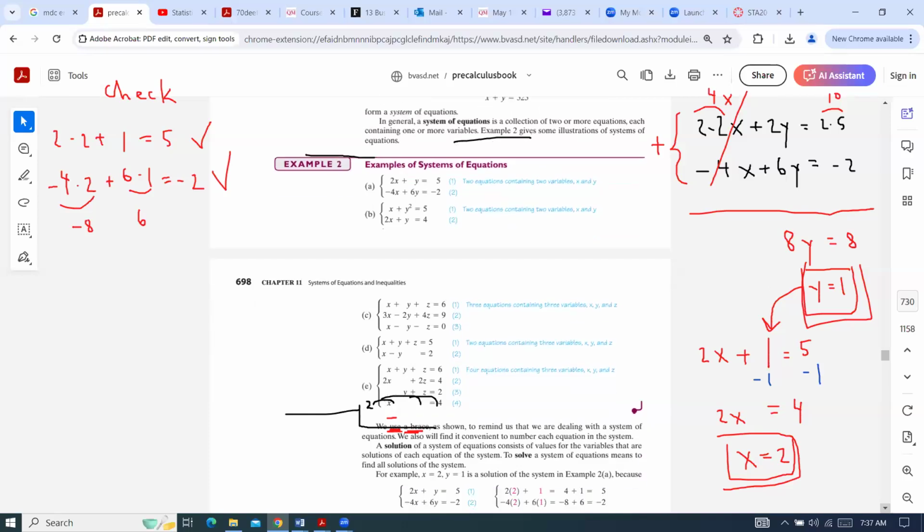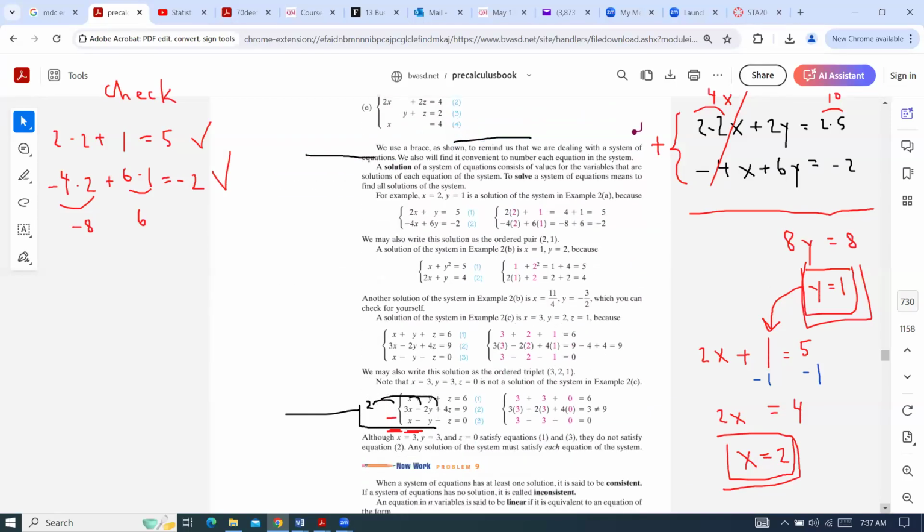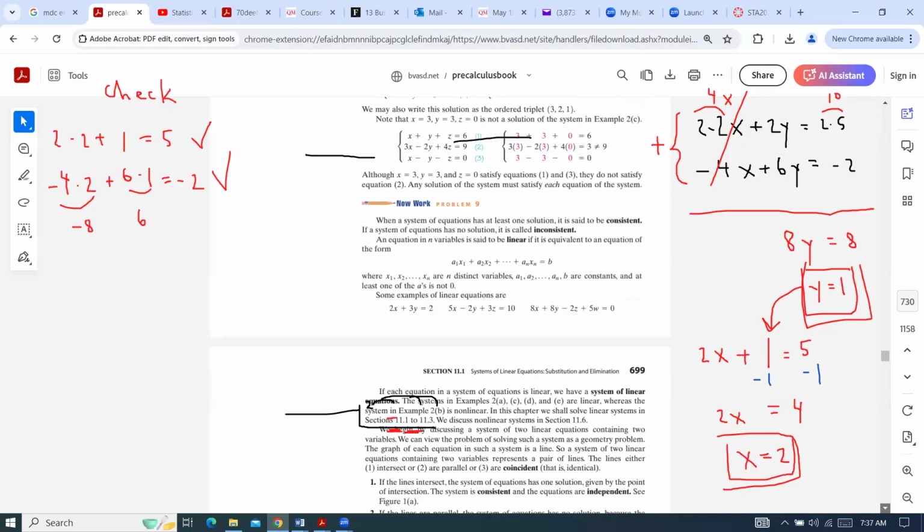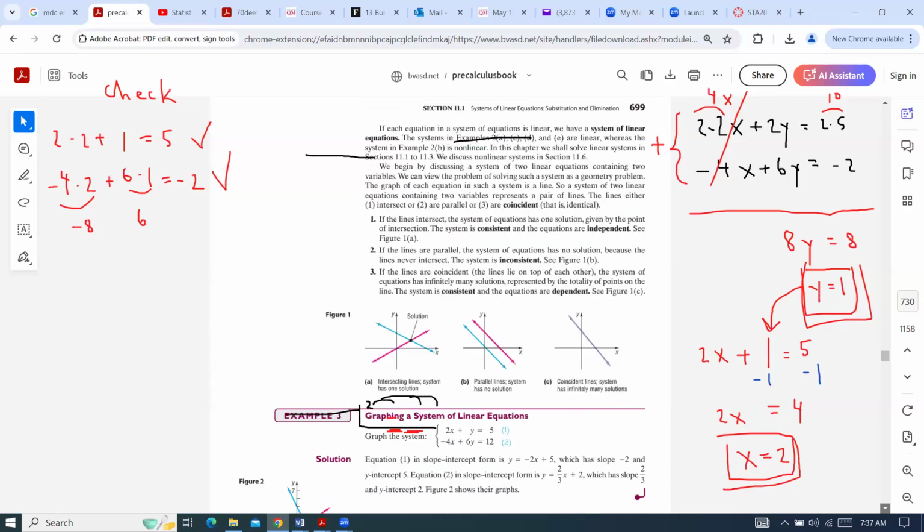So do they actually solve it here? They probably do somewhere, let's see.